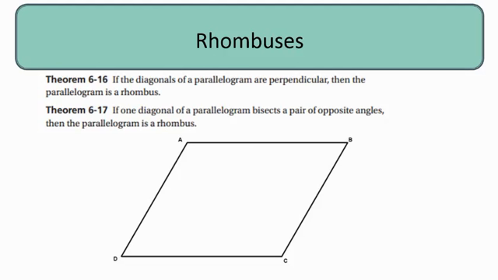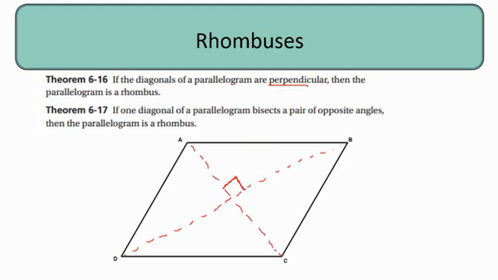First theorem when we started talking about rhombuses. Rhombuses are a special type of parallelogram. If the diagonals of a parallelogram are perpendicular, meaning that these two diagonals, all parallelograms, all quadrilaterals really, have two possible diagonals, if those two diagonals are perpendicular, then the parallelogram is a rhombus.